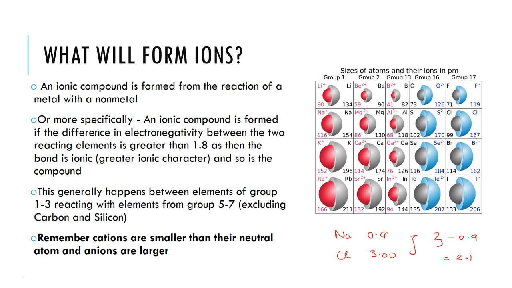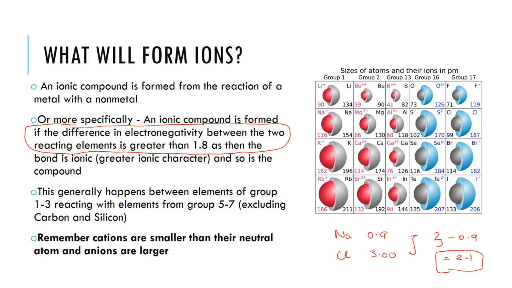Our definition for an ionic bond forming is when the difference in electronegativity is greater than 1.8. So if it's greater than 1.8, we'll say it forms an ionic bond, and the greater that difference, the more ionic the character. What we tend to see is elements of group 1 to 3 reacting with elements of group 5 to 7, excluding carbon and silicon, because they don't tend to form ions easily at all. With an electronegativity difference of 2.1, it'll be an ionic bond.